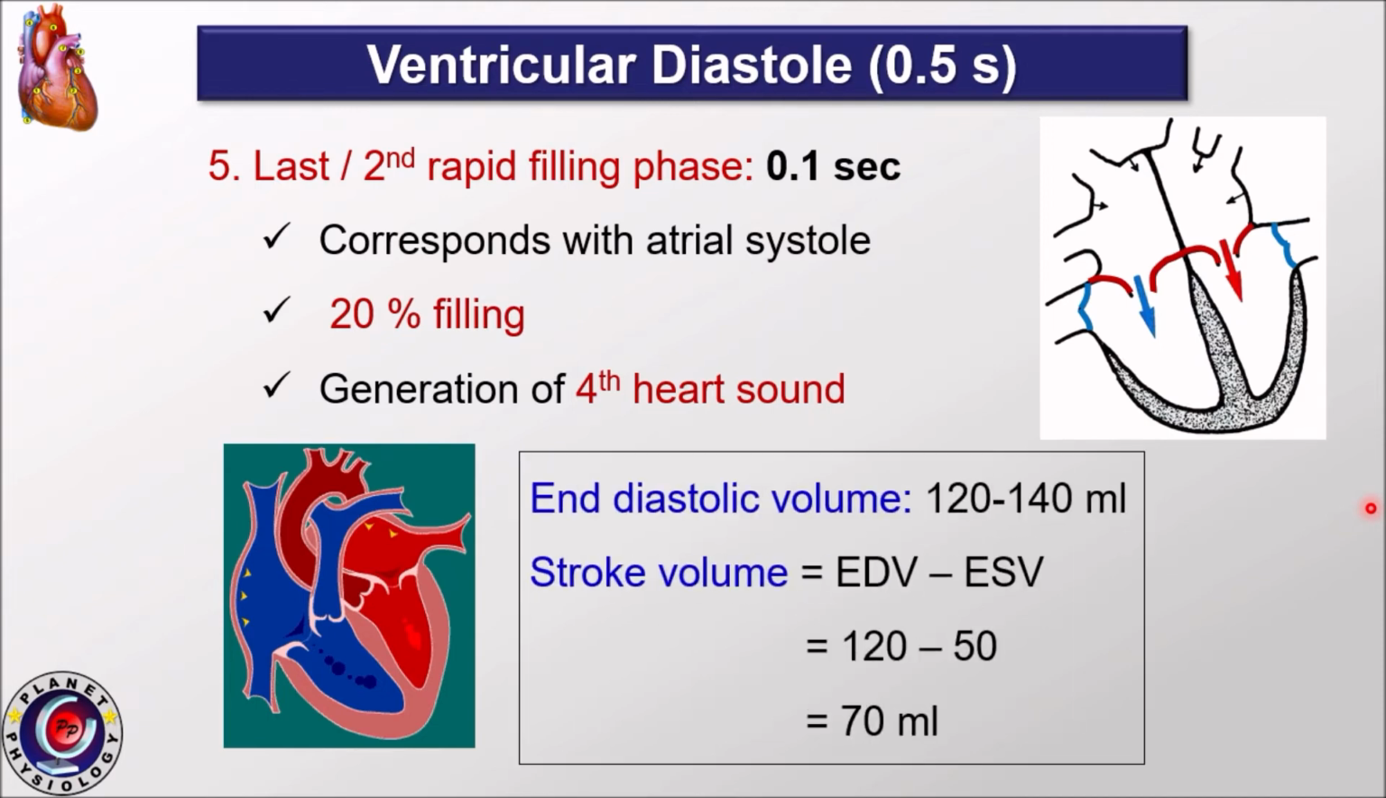At the end of this ventricular diastole, there is about 120 to 140 milliliters of blood within the ventricle. This is called the end diastolic volume. The volume of blood present within the ventricle at the end of ventricular diastole is called the end diastolic volume. So we have seen that end diastolic volume is say 120 milliliters, and at the end of ventricular systole there is still 50 ml of blood in the ventricle. So that is the end systolic volume. If you subtract this end systolic volume from the end diastolic volume, you get stroke volume. That is the amount of blood ejected out during the cardiac cycle.